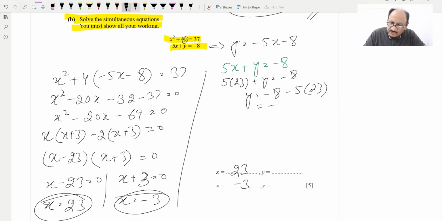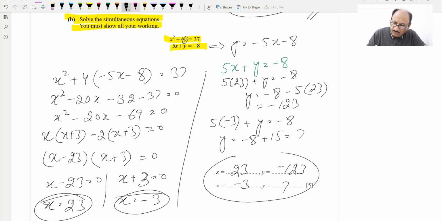So minus 123 for this value, and for the second value we can replace minus 3. So 5 into minus 3 plus y is equal to minus 8. So y is equal to minus 8, and this will be minus 15. So the other side will be plus 15, which is equal to 7. So this will be the answer for 5 marks. We have solved the simultaneous equation.